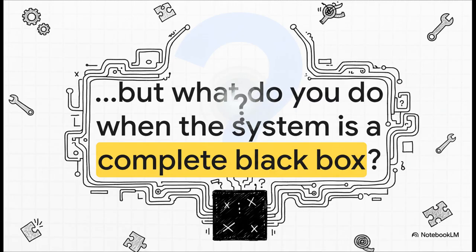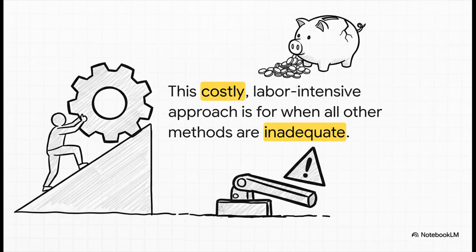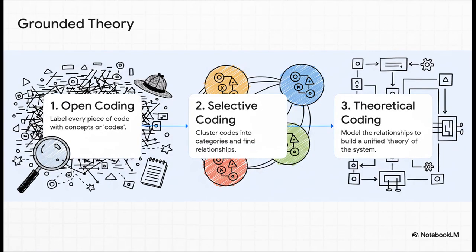What happens when the system is so old, so complex, that the tools just throw their hands up in the air? What do you do when you're facing a mission-critical system that is, for all intents and purposes, a complete black box? This is where you bring in the heavy artillery. We're moving past the automated scans now and into a deep, methodical, and very human-led investigation. Now, I gotta be really clear here. This is the last resort. This kind of approach is expensive and it's incredibly labor-intensive. You only do this when the system is so critical it cannot fail, and every other method you've tried just hasn't been enough.